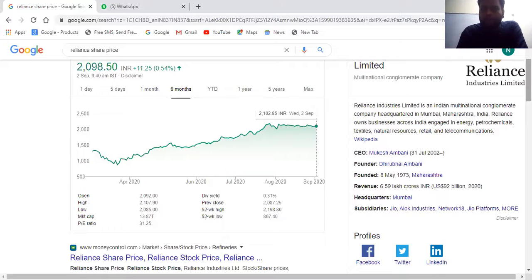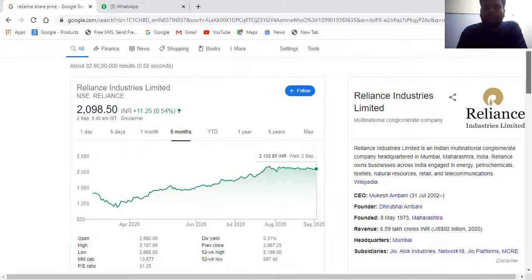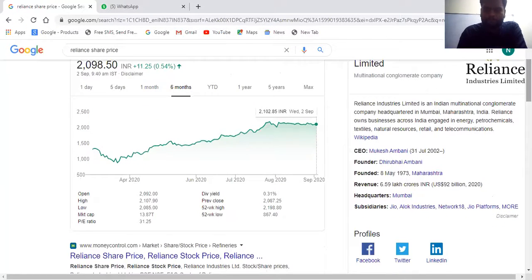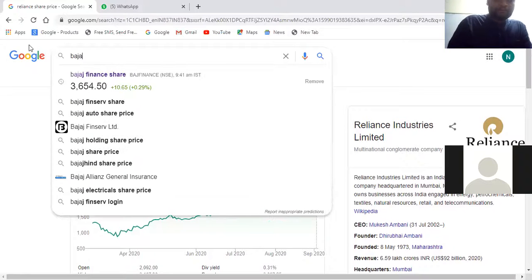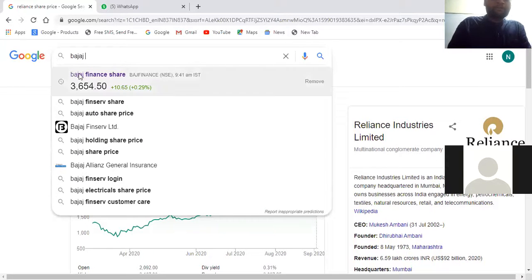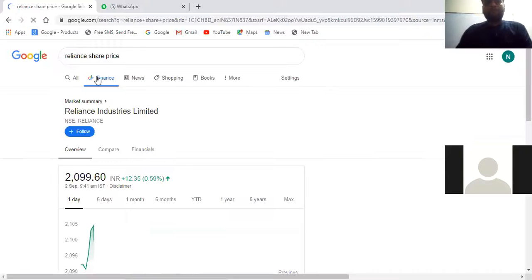Again, one more company. Suggest me one more company which we should go for. Bajaj Finance, sir. Who is that? Shivam. Good, Shivam. Let us go for Bajaj Finance.